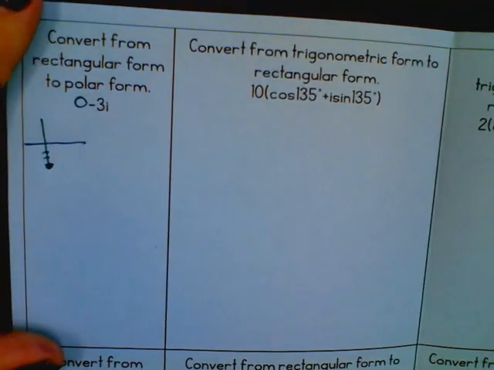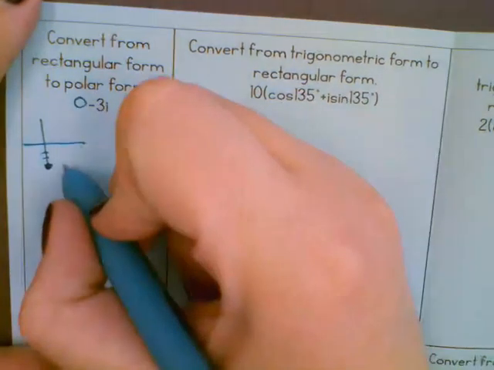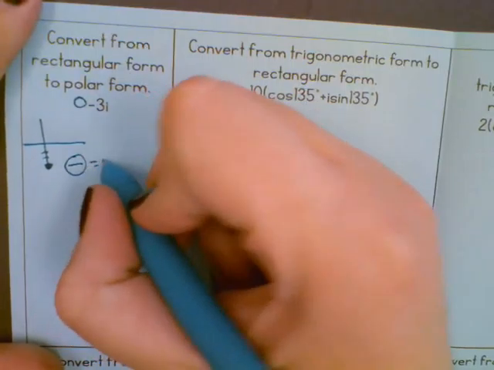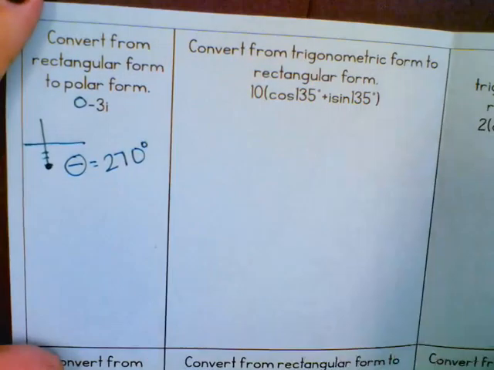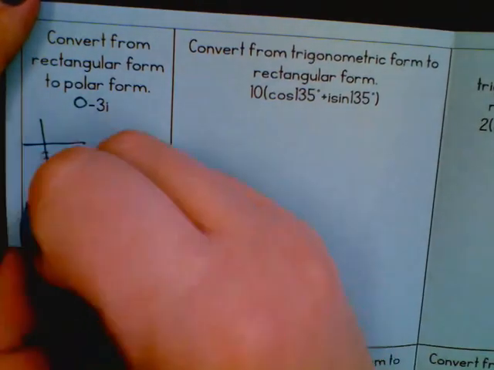So we can find theta using tangent, like the formula said on the front, or we just know that that's a quadrantal angle, so our theta is going to be equal to 270. Which is why we would want to graph them. And then we need to find r.